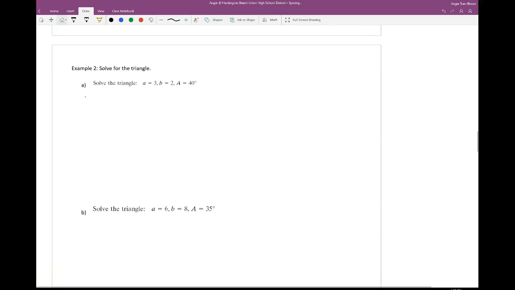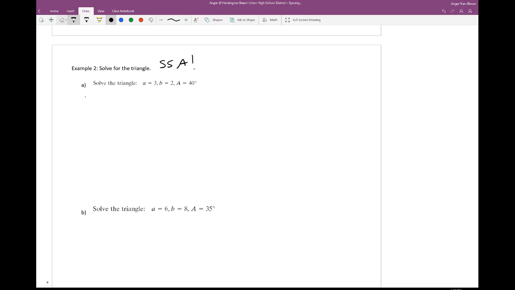All right, guys, so example 2, solve for the triangle. And again, solving a triangle means you're looking for missing parts. So 2a gave you side A is 3, side B is 2, and angle A is 40 degrees. Wow, side, angle. Okay, we need to look into the ambiguous cases.